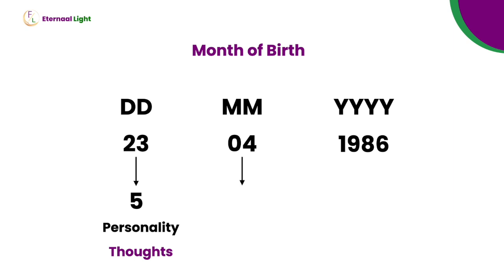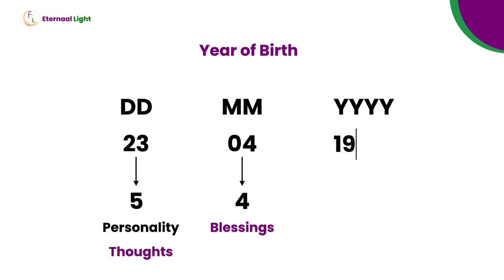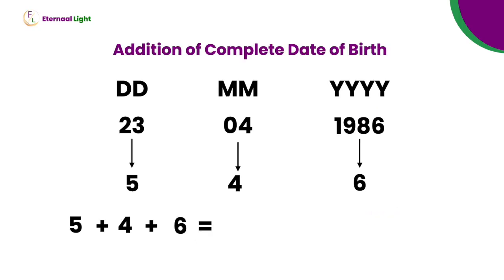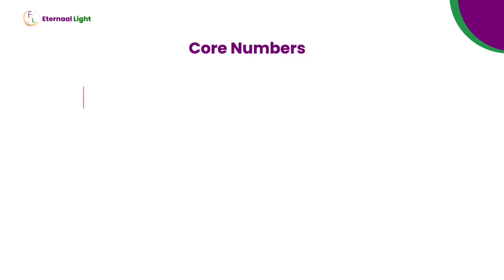Next, your month of birth. In this case, it's 4. Your blessings come from your month of birth. This is also important for you to make a note of. Your luck comes from the last 2 digits of your year of birth, which we discussed in our previous video, on how to calculate your lucky number or Kua number. And then the addition of your complete date of birth, reduced to a single digit number, will give your life path number. So 2 core numbers we have calculated.